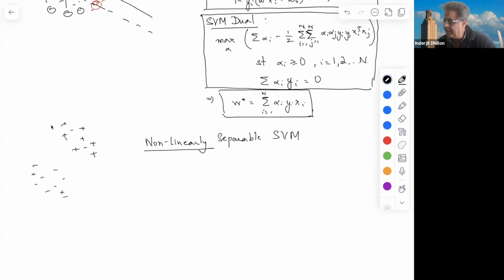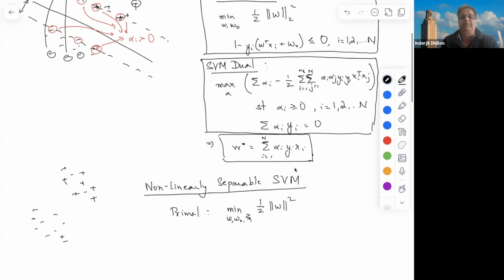We went through the machinery and arrived at the primal, which is very similar. Minimize over w, w naught, psi. So we introduce one more variable. It does not come in the objective over here, and it does not come over here, but it relaxes each of these constraints, and that's why it's called a slack variable. So these psi's are slack variables.